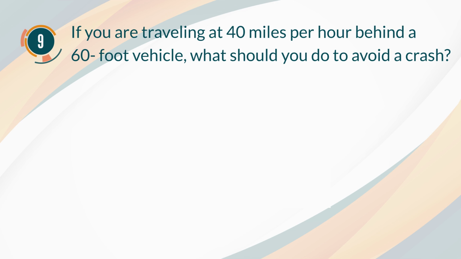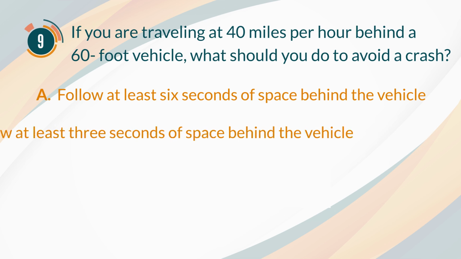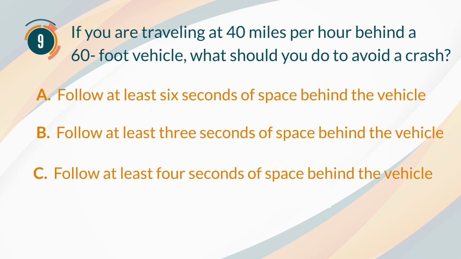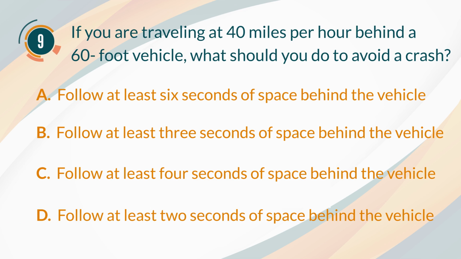Number 9. If you are traveling at 40 miles per hour behind a 60-foot vehicle, what should you do to avoid a crash? A. Follow at least 6 seconds of space behind the vehicle. B. Follow at least 3 seconds of space behind the vehicle. C. Follow at least 4 seconds of space behind the vehicle. D. Follow at least 2 seconds of space behind the vehicle.